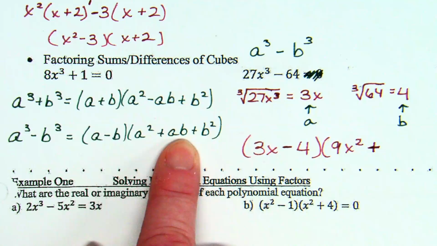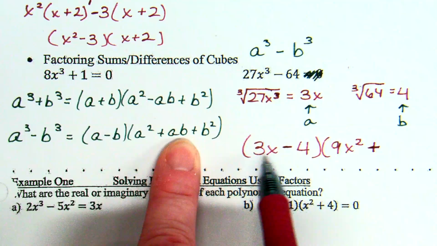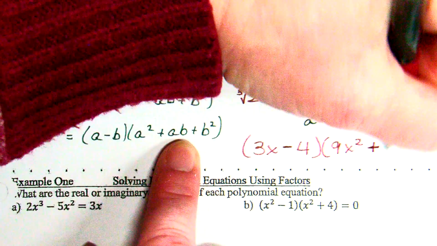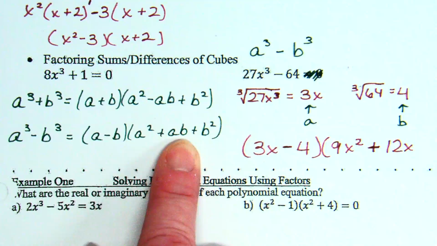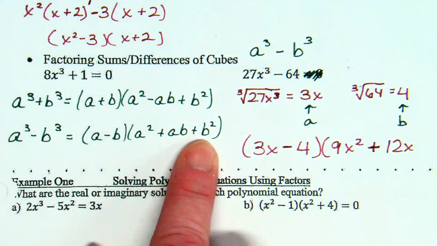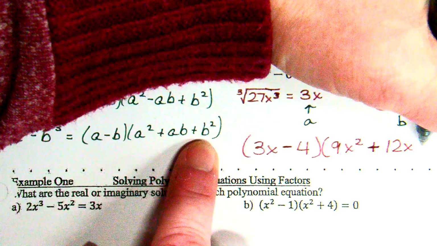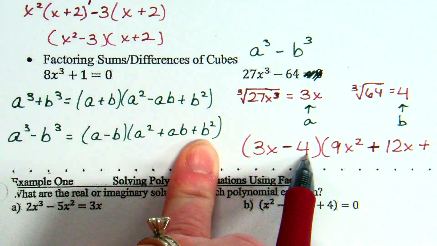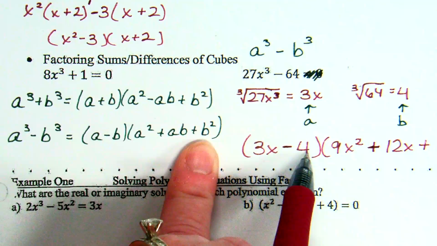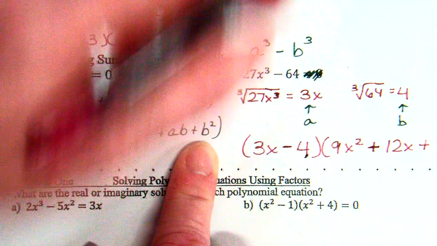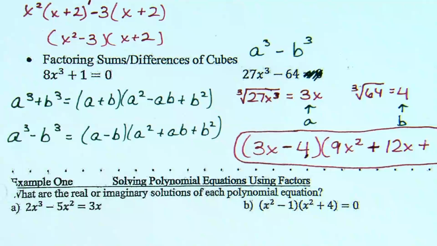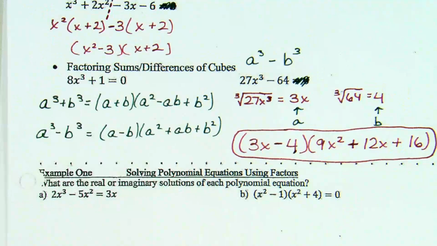AB. That is these two cube roots multiplied by each other. So the pieces I put in the first parenthesis, 3x and 4. What's 3x times 4? 12x. Okay. Then the last sign is always a plus, no matter what you're doing. And it's plus right here, this 4, the second item in that first parenthesis, or the cube root of 64, 4 squared. 4 squared is 16. That is how you factor sum or difference of cubes.